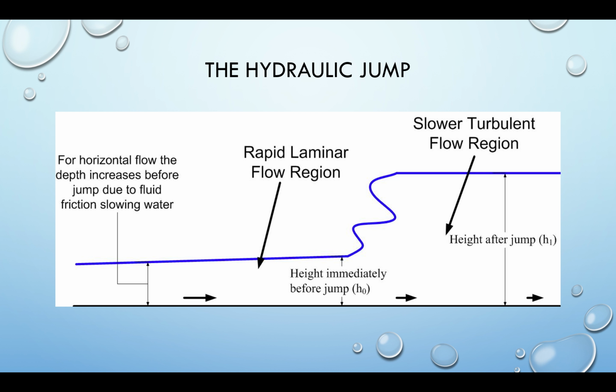Just looking at the actual thing that we wanted to study, the hydraulic jump, we have a rapid laminar flow region and a slower turbulent flow region. And we see in between those two regions a sudden increase in the height. That's a curious thing, because why would that happen?